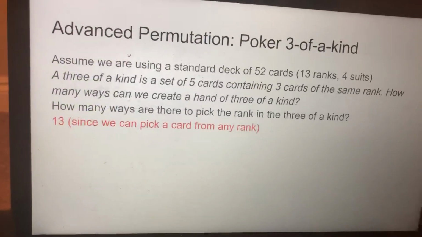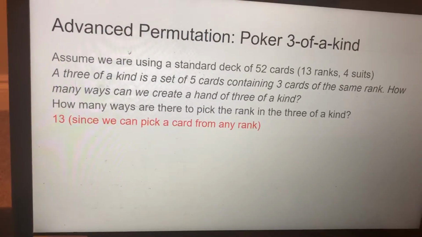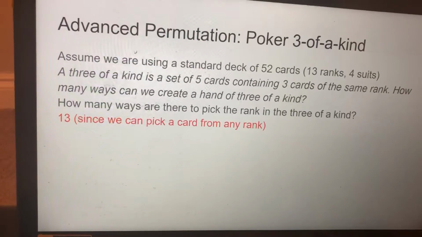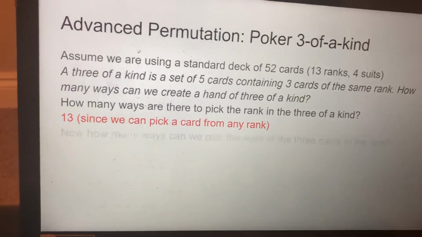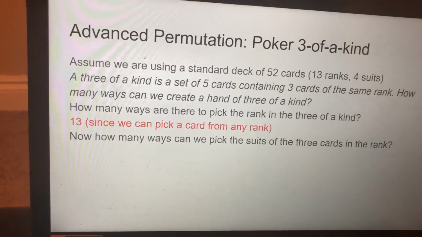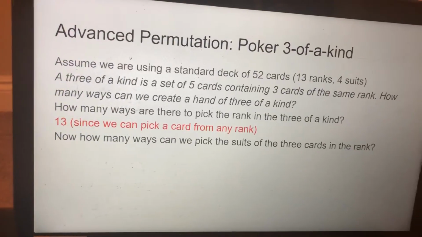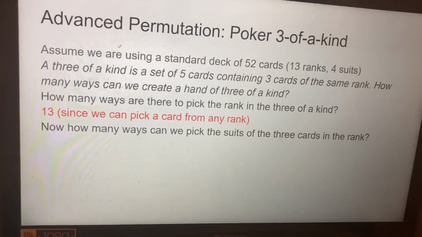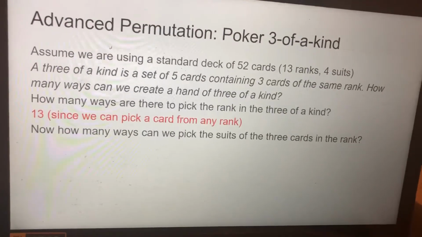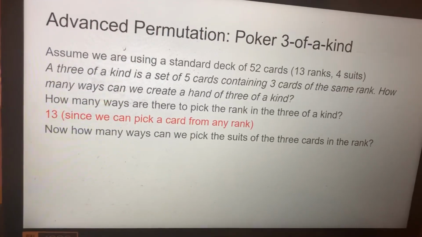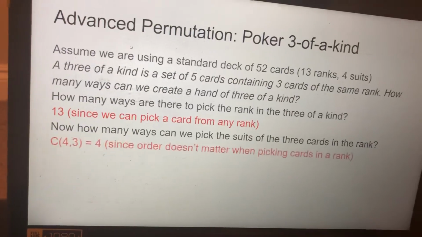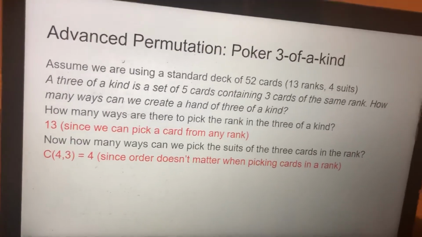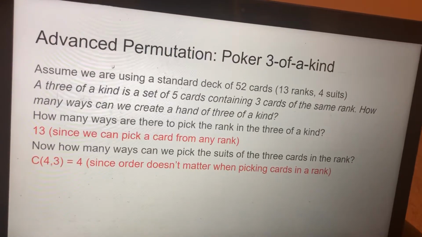Now that we picked the rank that we wanted for our 3 of a kind, we must select the 3 cards of that rank with different suits. There are 4 cards with this rank, but we only want 3 of them. So we choose 3 of them, and it does not depend on the order we choose them, so we use a combination, 4 choose 3, which equals 4.